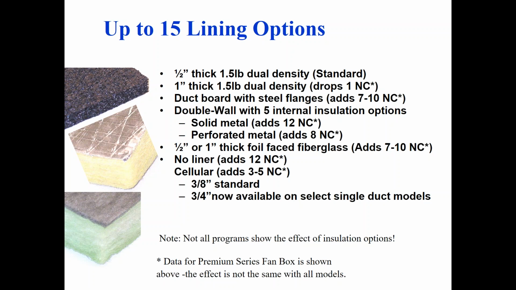The reason people ask for double wall is because they want it to be cleanable on the inside, which usually means it's going to be some kind of medical facility or a clean room project, and that's why they might ask for double wall or why they might ask for no liner. In those situations, there are other options. You could get a 1/2 inch or 1 inch foil-faced fiberglass, like this one over here in the middle on the left, where I can wipe it down. But that still has a sound penalty associated with it because that foil is reflective.